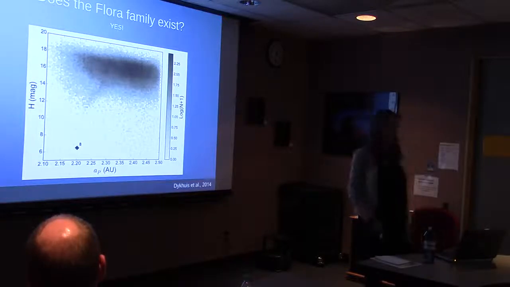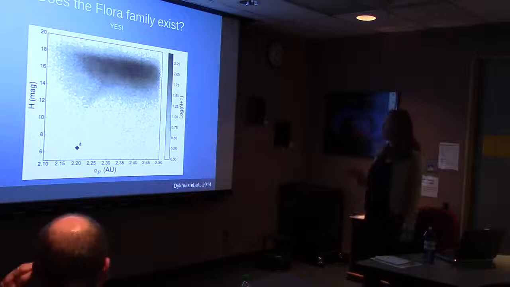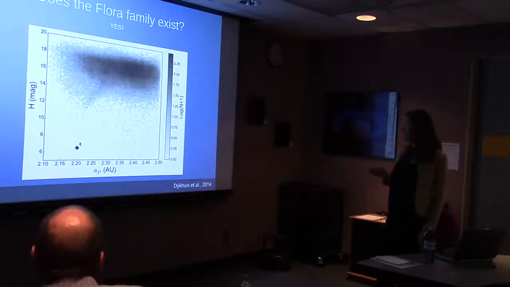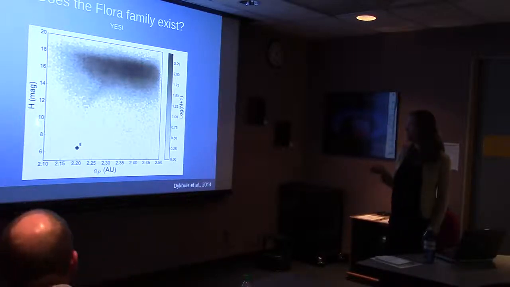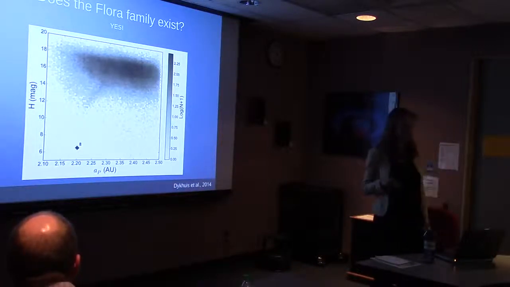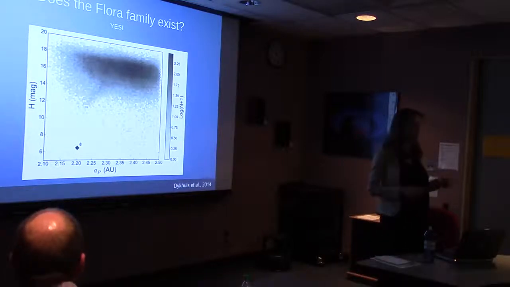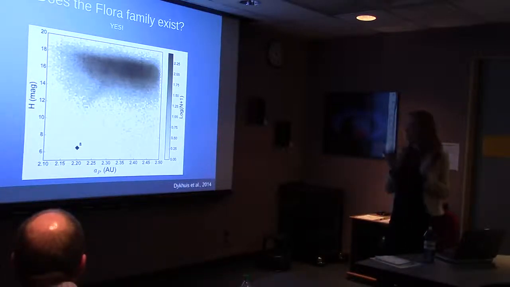But we can answer the question of does the family exist with a firm, strong yes. I plotted this family in semi-major axis versus size. So this is actually all of the asteroids in the inner main belt, plotted in semi-major axis versus size. If you remember, the Massalia family showed that V in this space.